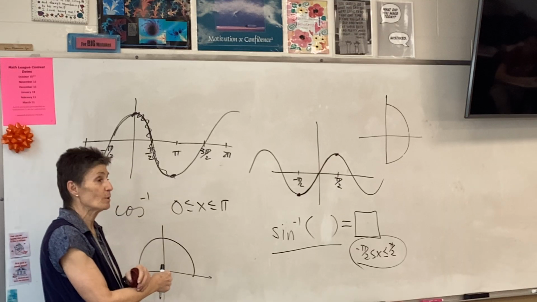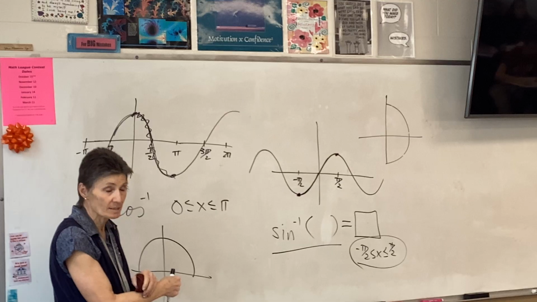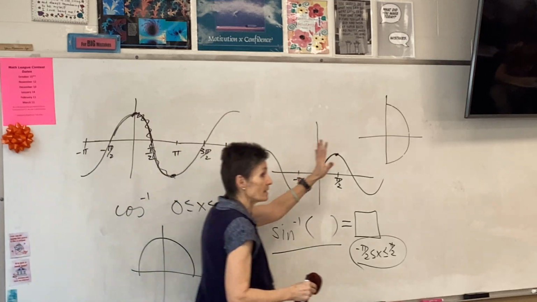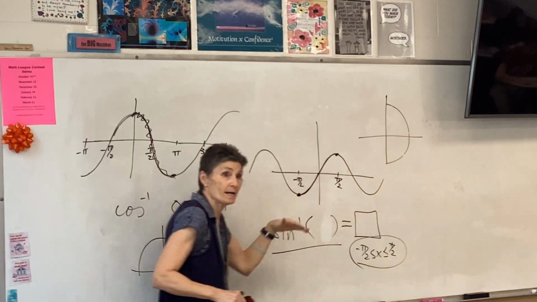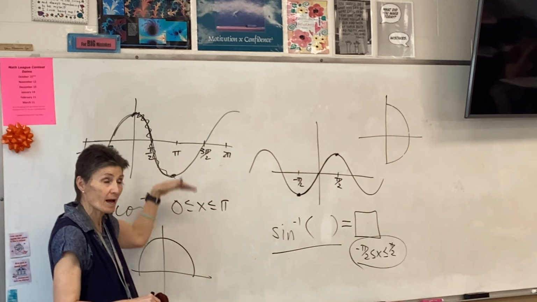Oh my gosh, Mrs. Ford, do I have to keep this straight? Yes, yes. So inverse sine is a right-hand function, so on the right side of the circle. Inverse cosine is a top side, on the top side of the circle.